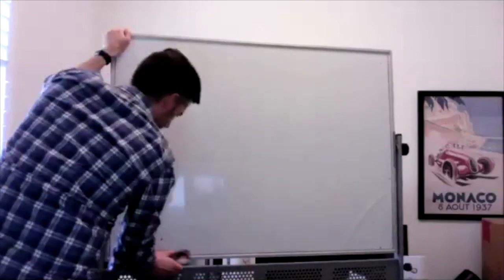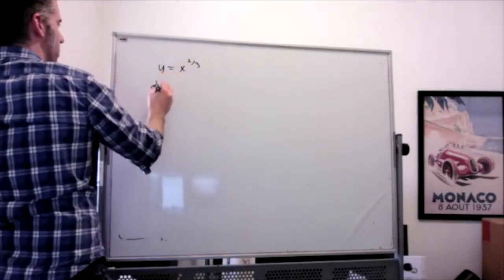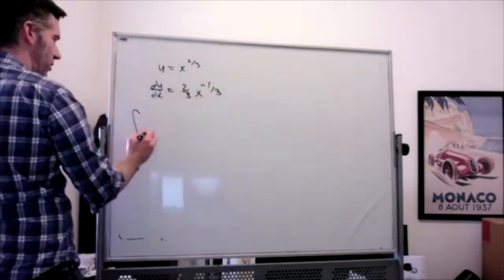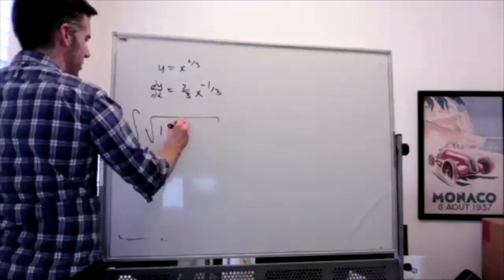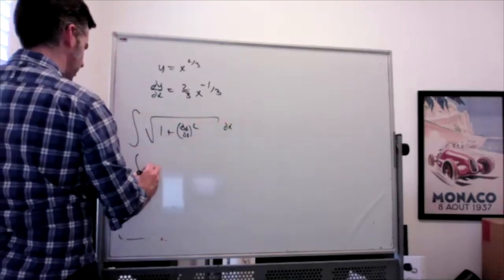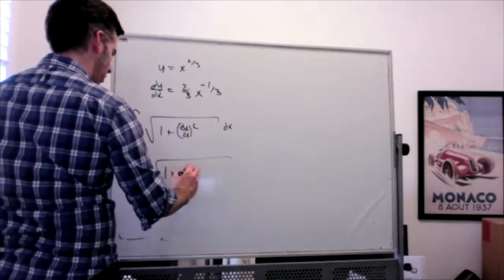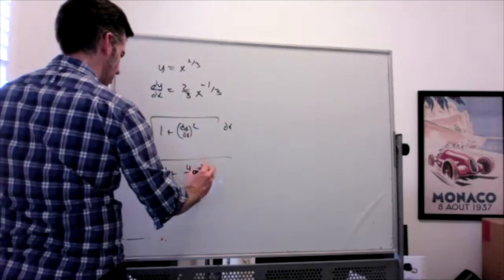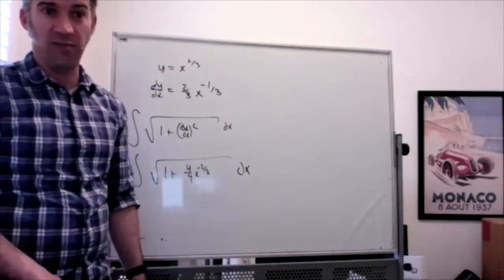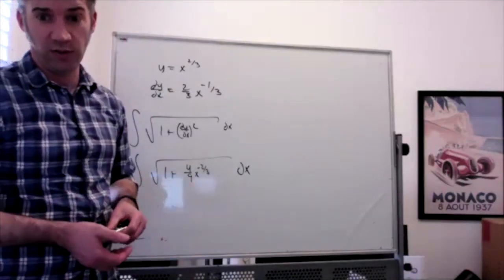If I did have y equal to x to the 2/3 and dy/dx is 2/3 x to the negative 1/3, and you try to do the arc length as the integral of the square root of 1 plus (dy/dx) squared dx, you would end up with the square root of 1 plus 4/9 x to the negative 2/3. That's a lot harder to anti-differentiate. Maybe not impossible, but certainly more work than a very straightforward u substitution.